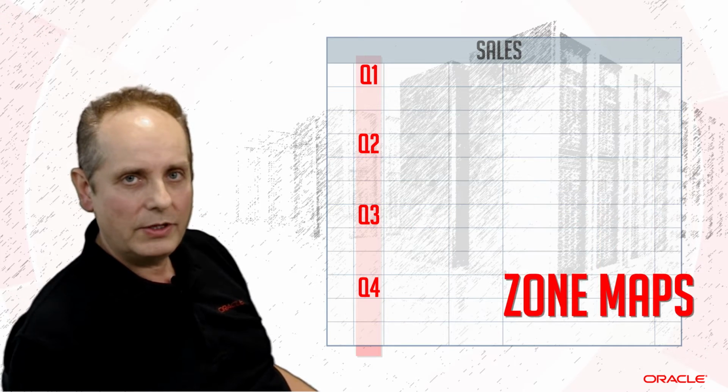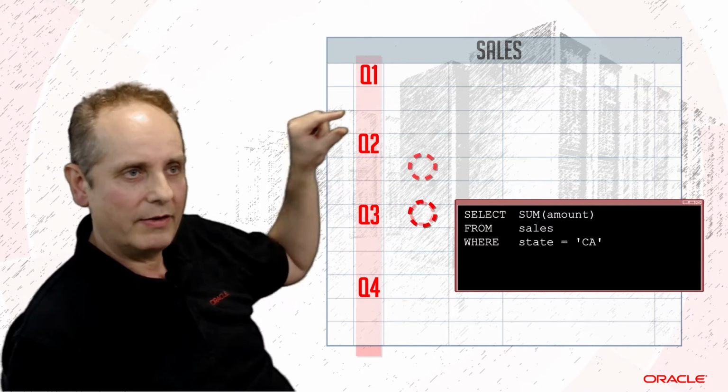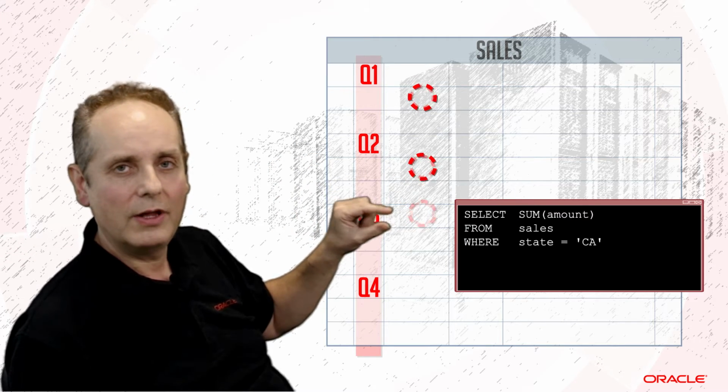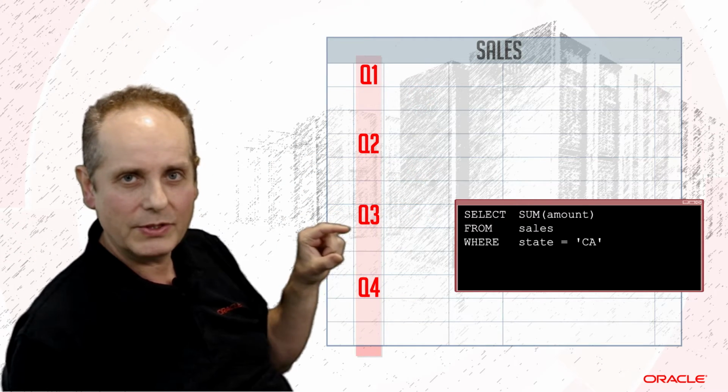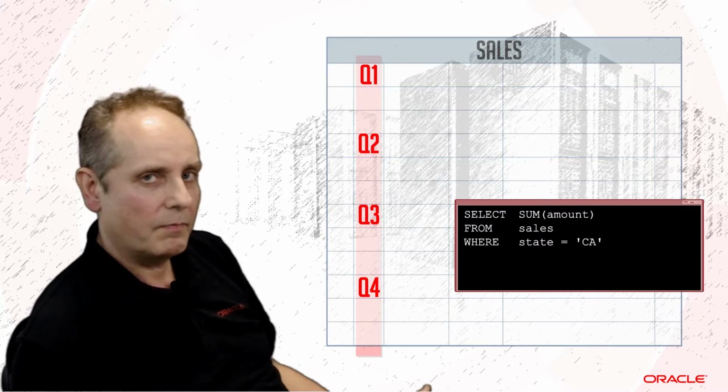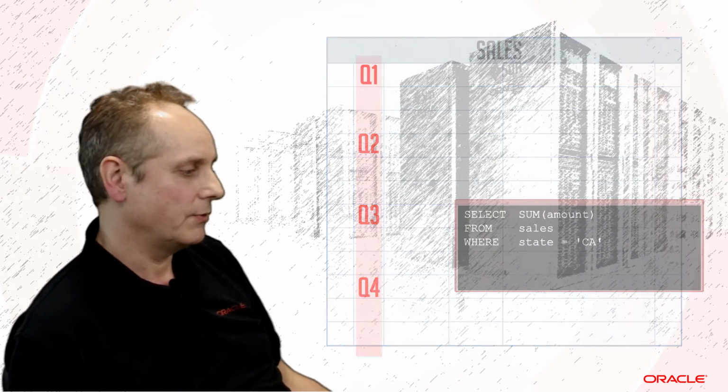We can now do that, and that's exactly what zone maps are for. Zone maps will enable you to transparently target the regions of the table and scan those regions that are for the particular rows we're interested in. So bottom line, that's what zone maps are for.